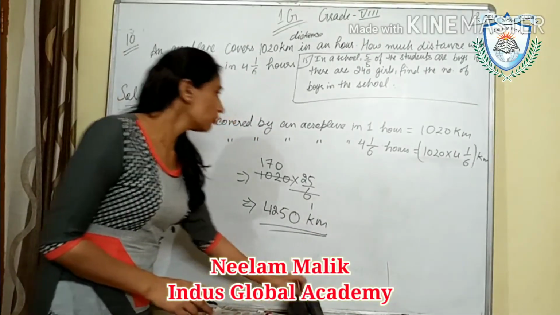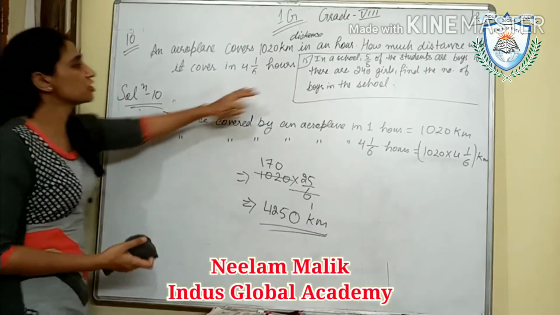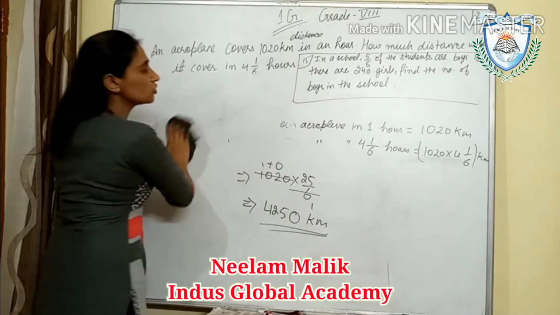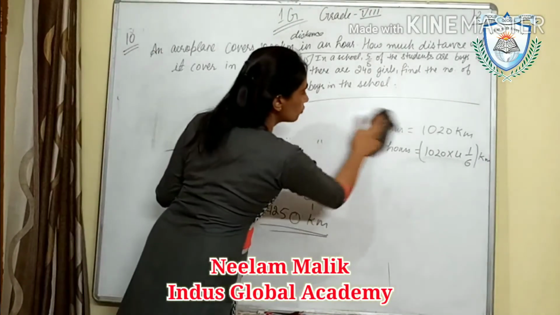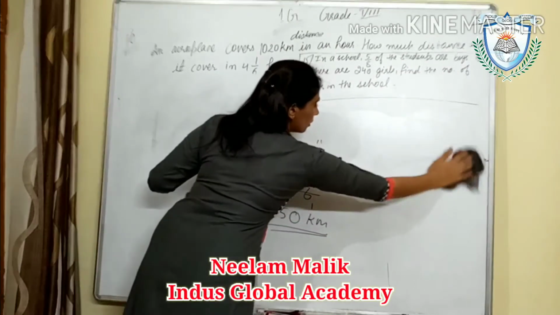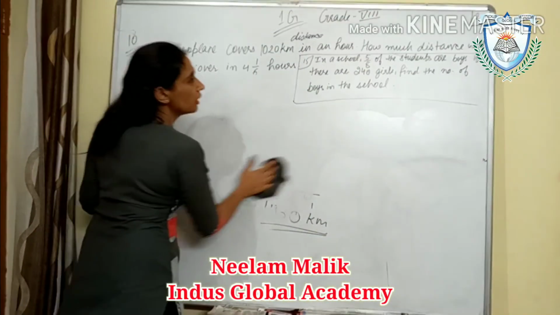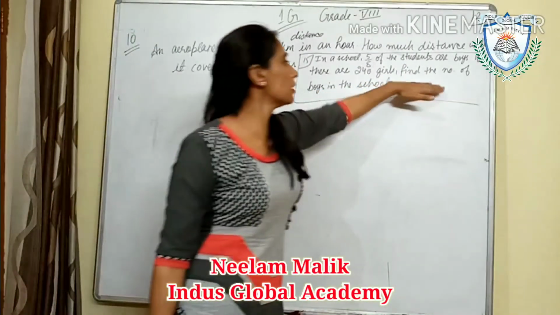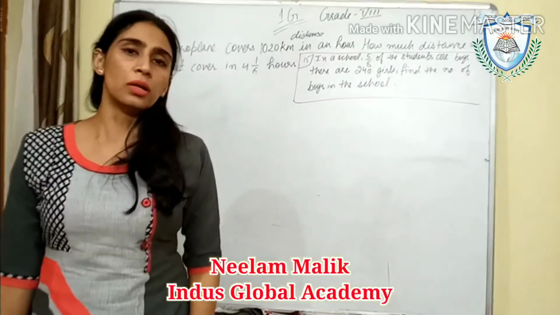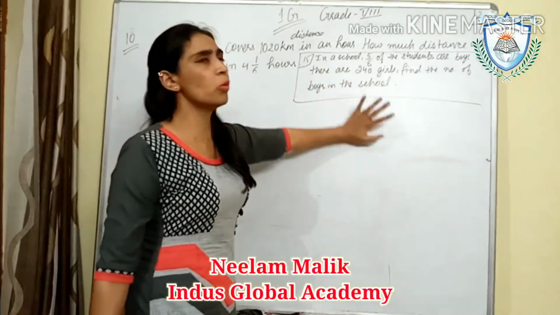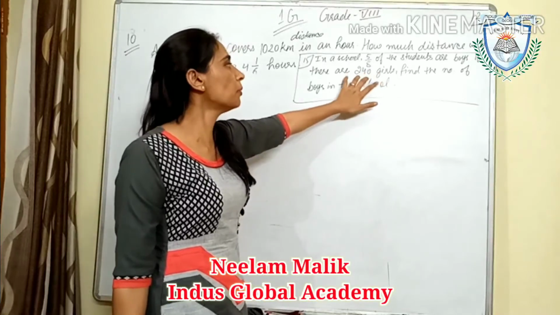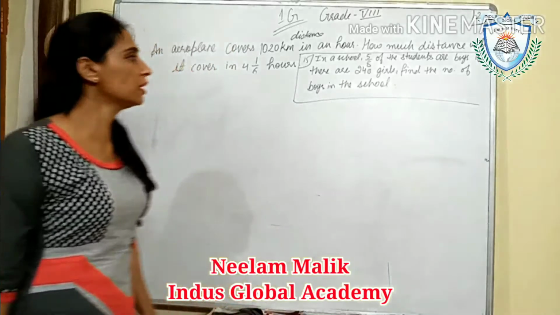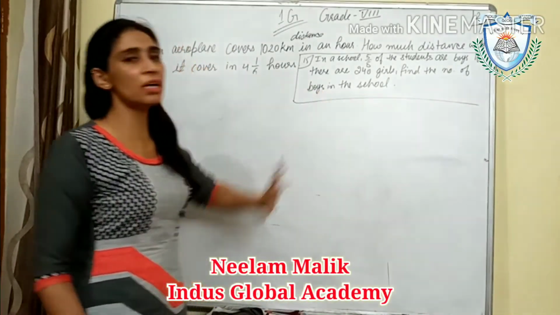Now we will do question number 15. I have written the statement here in the small box. In a school 5/8 of the students are boys. This is given in fraction, and if there are 240 girls, find the number of boys in the school. Here the fraction for the boys is given and the exact number for the girls is given, and we have to find out the number of boys in the school.